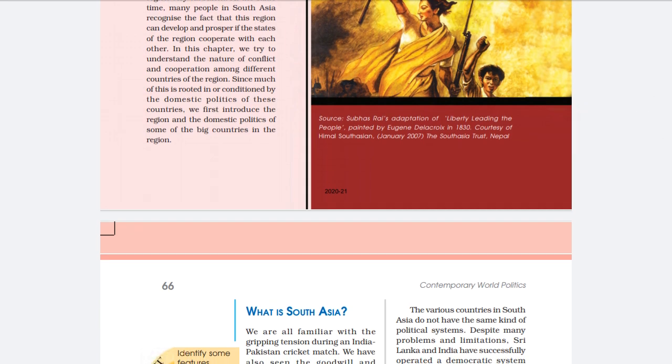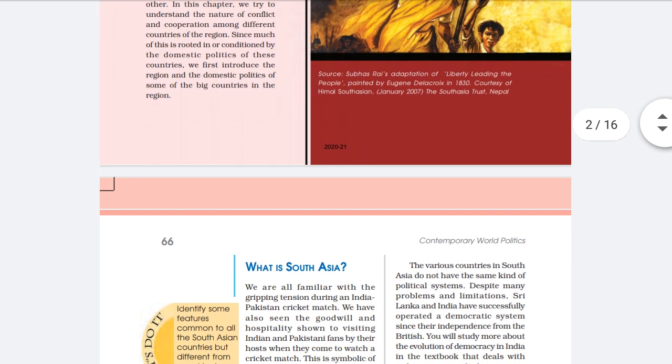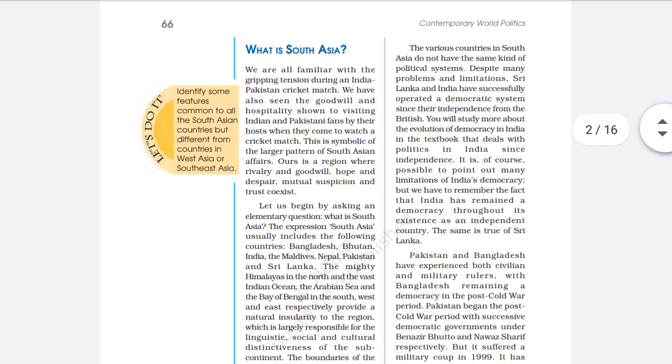then in this chapter we try to understand the nature of conflict and cooperation among different countries of this region. Since much of this is rooted in or conditioned by the domestic politics of these countries, we first introduce the region and the domestic politics of some of the big countries in the region. The conflicts are rooted in the domestic politics of these countries. That's why first of all we will discuss the domestic conditions, domestic politics of the countries of this region one by one. So let's start.